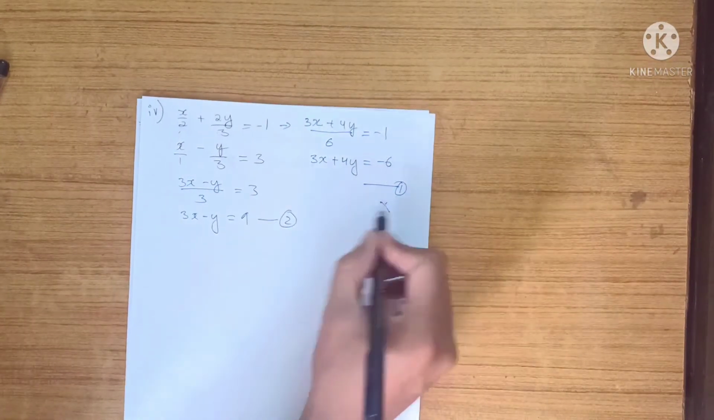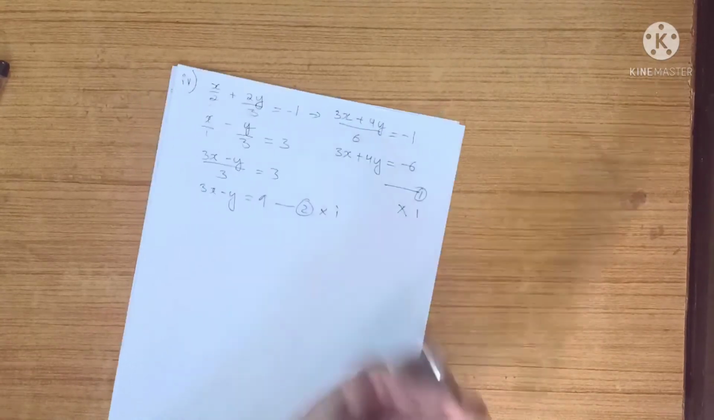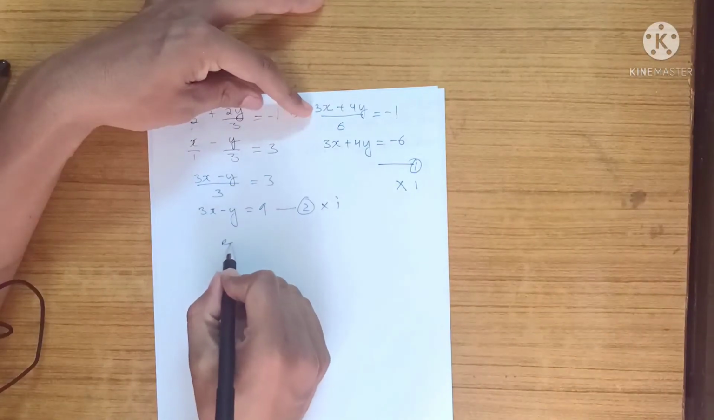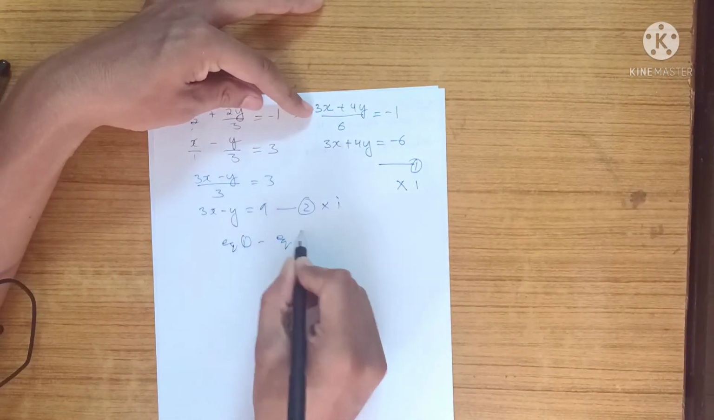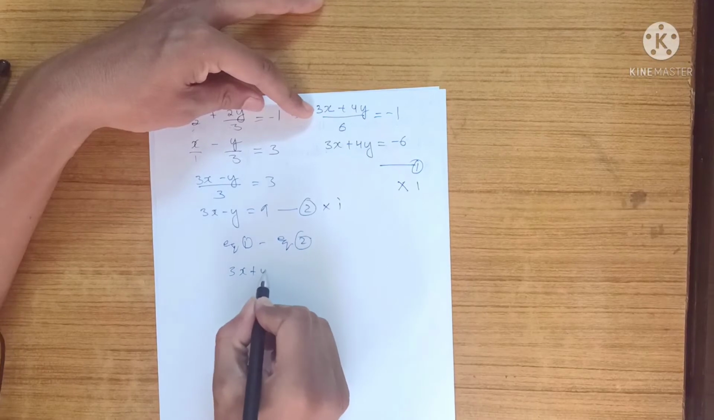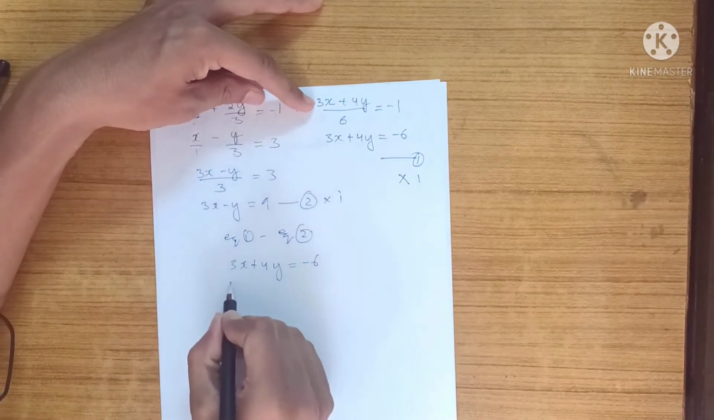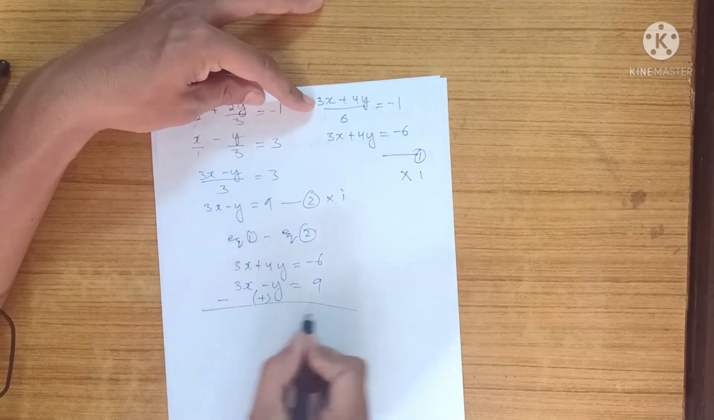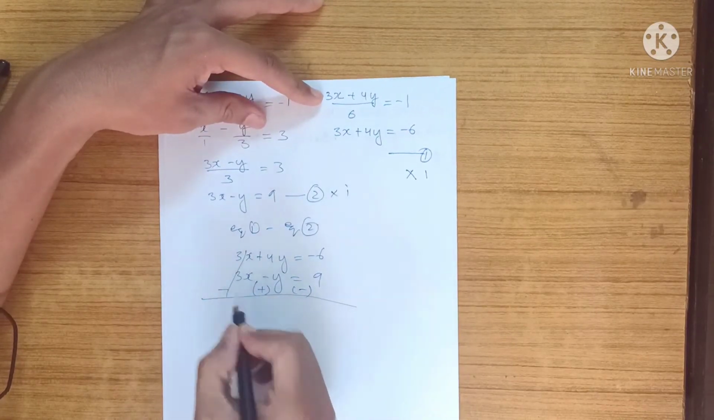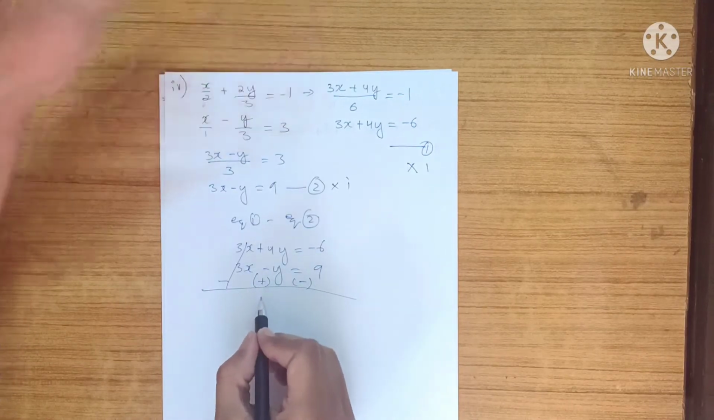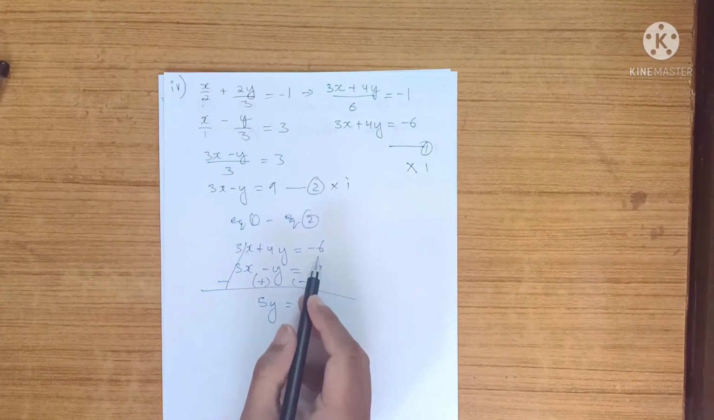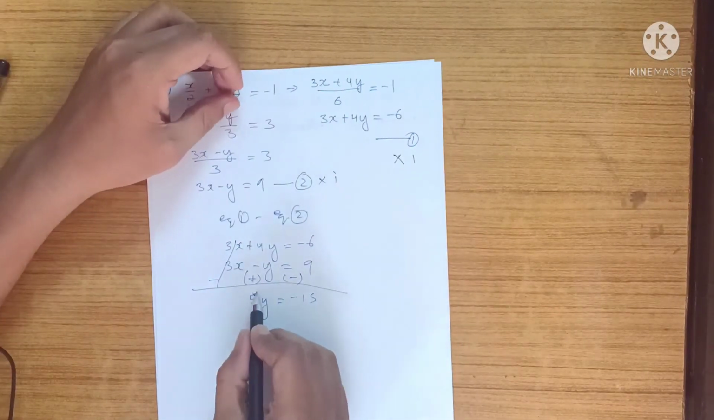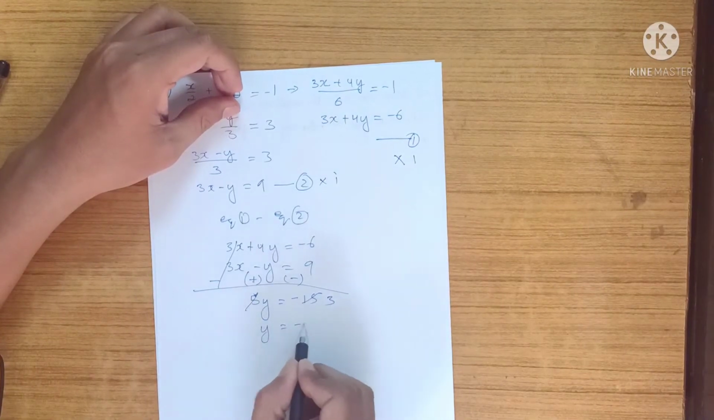So equation 1 should be multiplied by 1. Equation 2 should be multiplied by 1 because already it's the same, 3x. So we just have to do equation 1 minus equation 2. We're writing equation 1, equation 2, and then we're subtracting. So minus, this will become plus, this will become minus. These two cut off. So 4 plus 1 is 5y, and then minus 6 minus 9 is minus 15. So 5 we can cut 3, so y equal to minus 3.